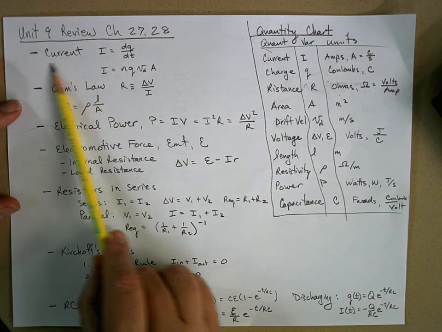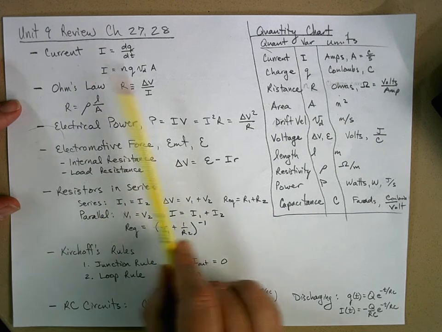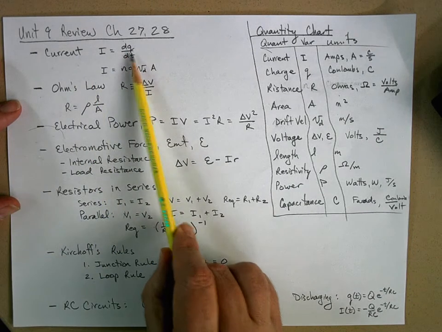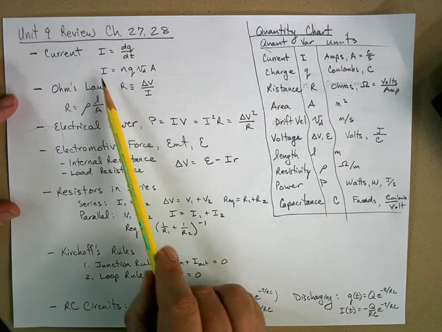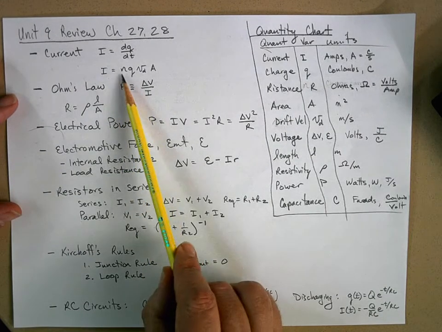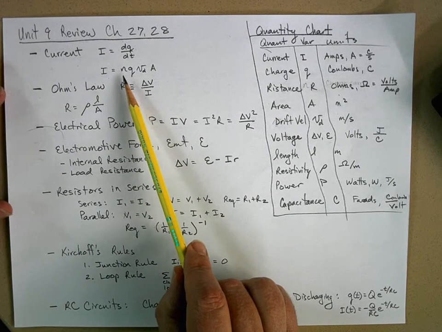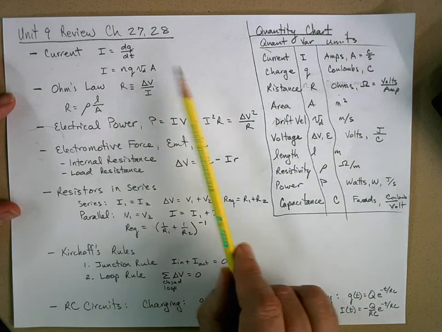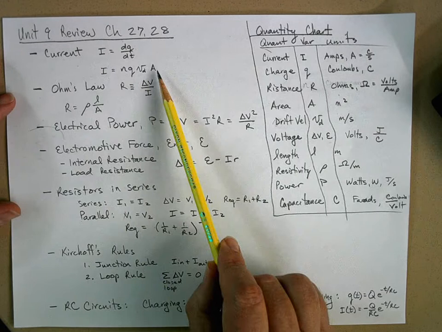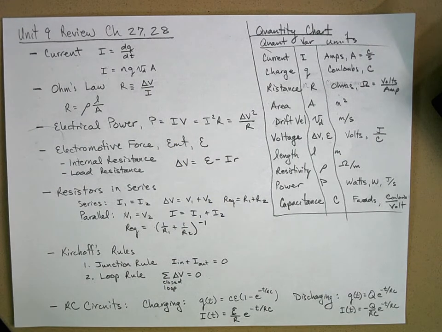I think you should know about the definition of current, that it is the rate at which charge goes by, charge per unit time. And here's another way current is expressed, and we'll go over this equation. This is the charge carrier density times the charge per charge carrier times the drift velocity times the cross-sectional area of your conductor.